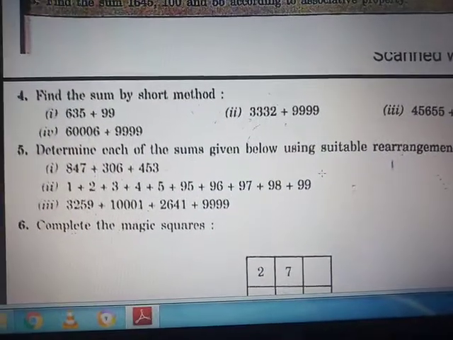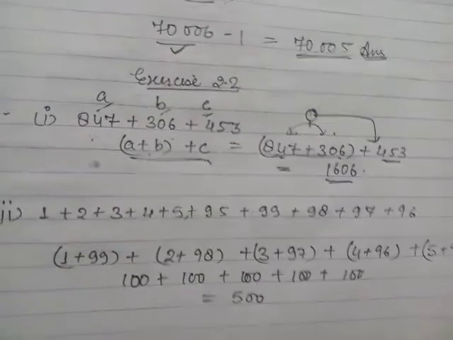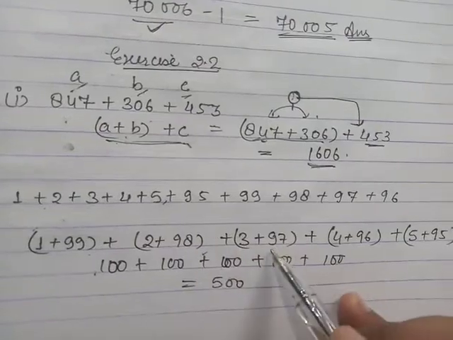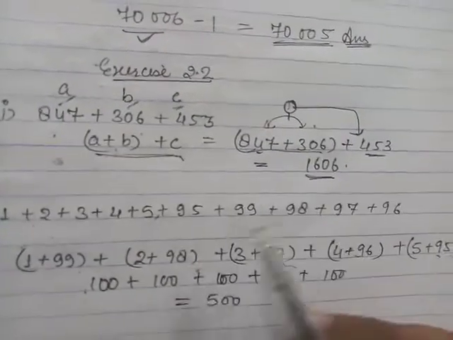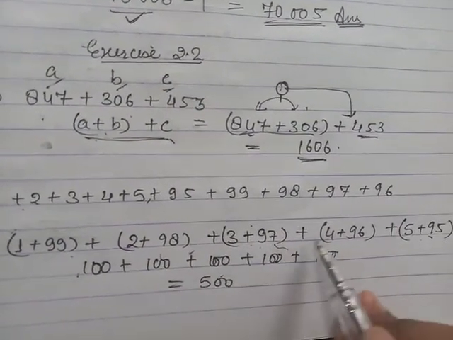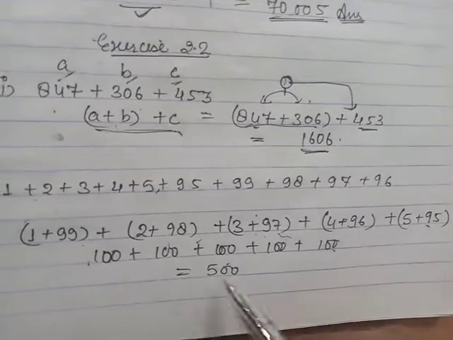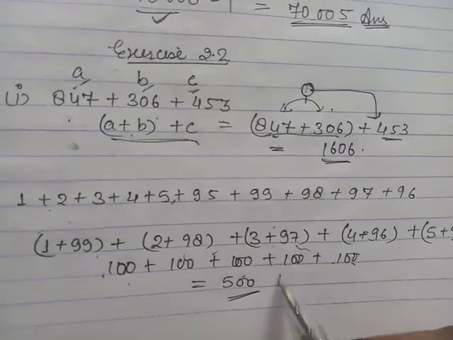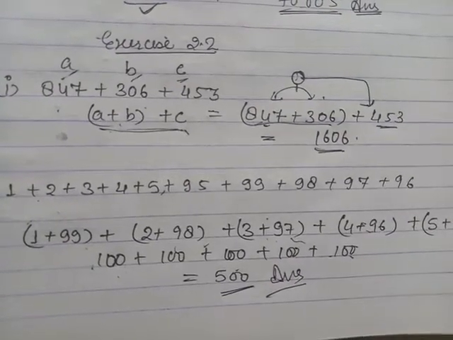Let us see how this question is solved. 1 plus 99, 2 plus 98, 3 plus 97, 4 plus 96, 5 plus 95: each has given 100. When we add all these hundreds we get 500. That will be our answer. Okay, moving to the next question.